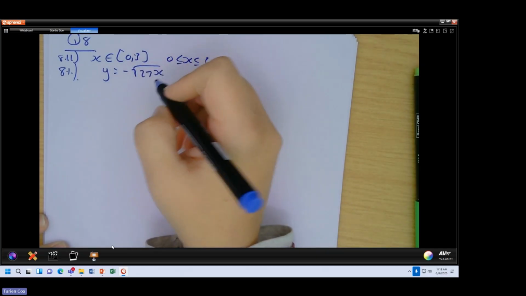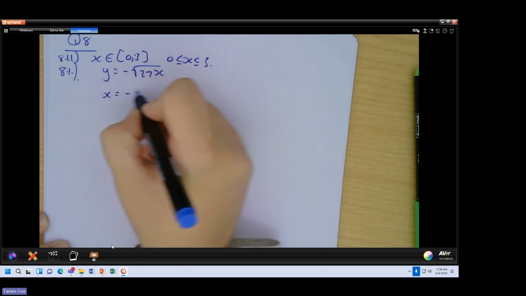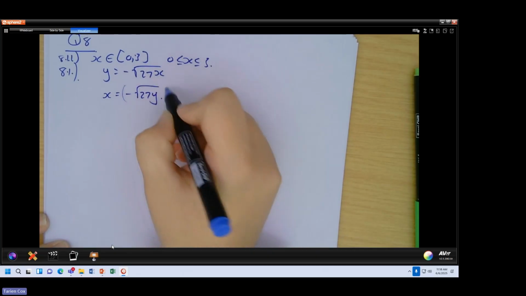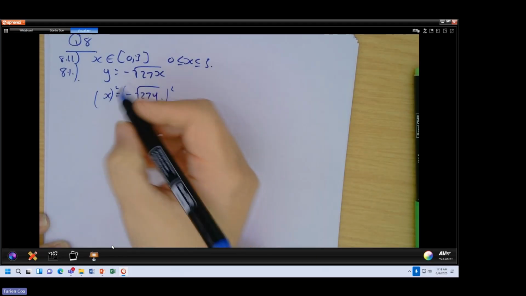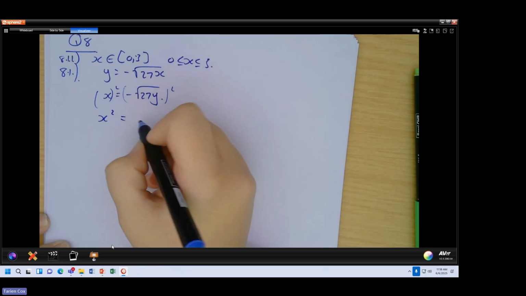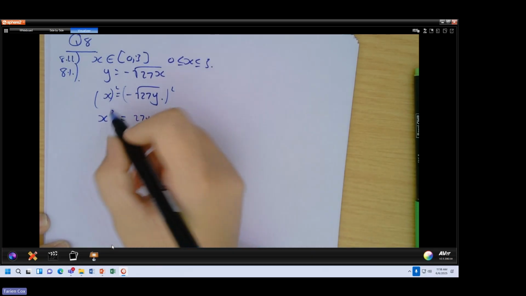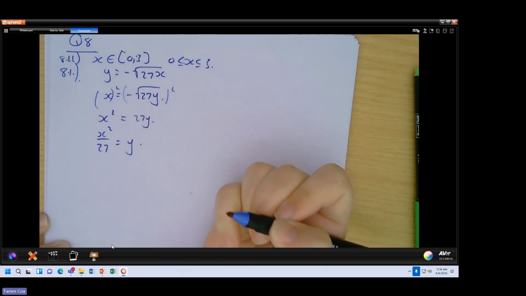This is my equation. I want to do the inverse, which means I need to swap x and y around. So x is equal to negative square root 27y. Then I'm going to square both sides to get rid of my square root because we learned that yesterday. Can leave the negative there. Then the x squared is equal to 27y, and then I'll divide by 27. So it's x squared over 27 is equal to y.